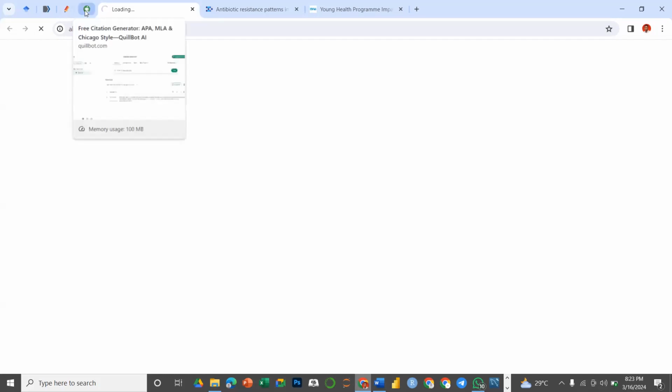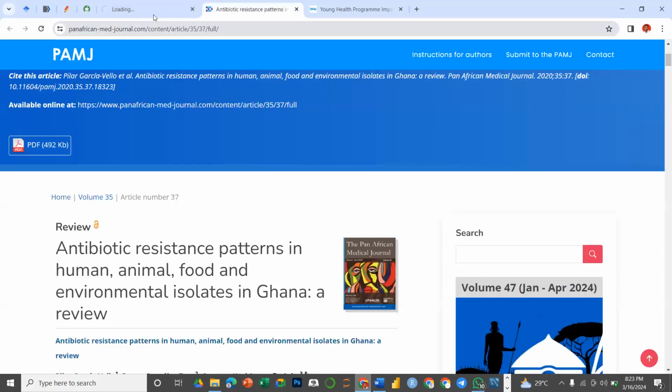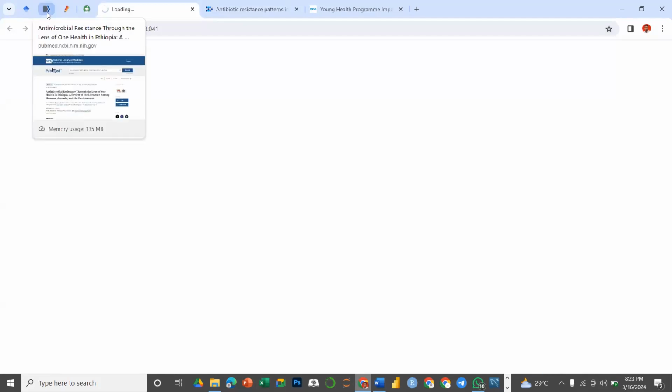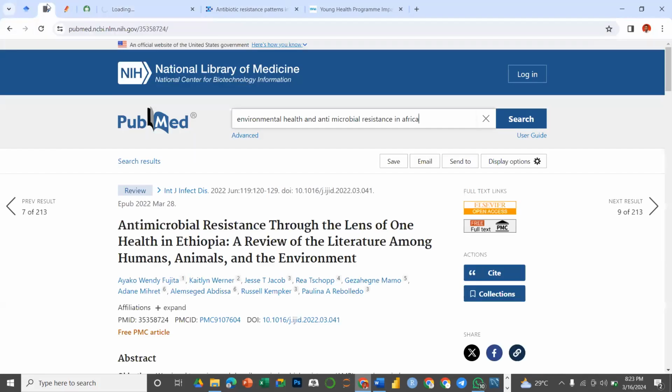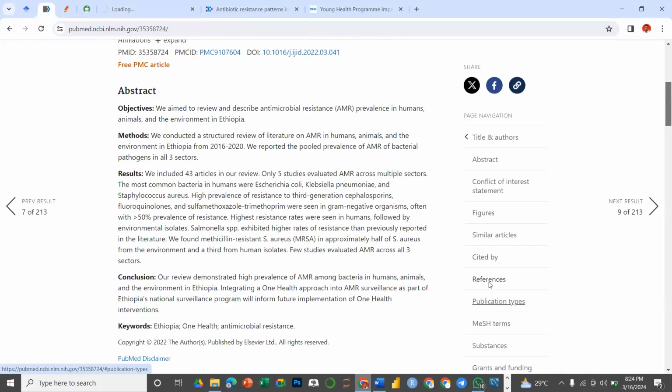I think the network is moving very slow. So let me, yeah, it's loading. As I was saying, I'll try to look at the references of this person and see if I can get more specific things from these references. Since it's One Health, the person most likely talked about human, animals, and environment. So these are the references of that particular article.